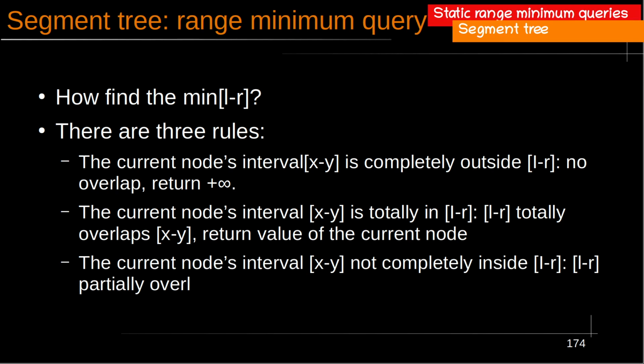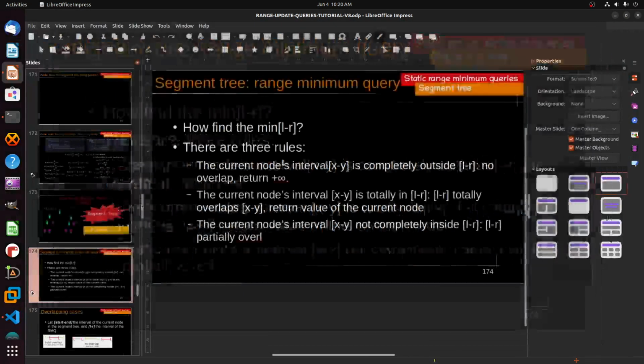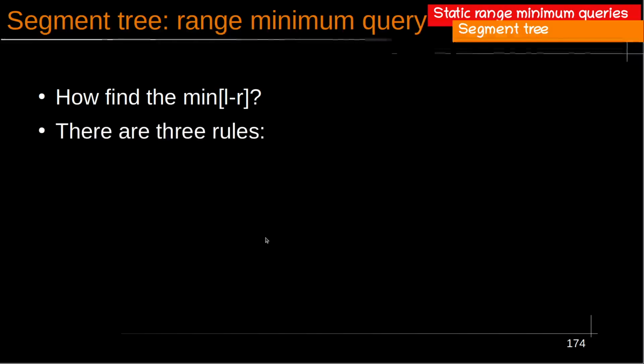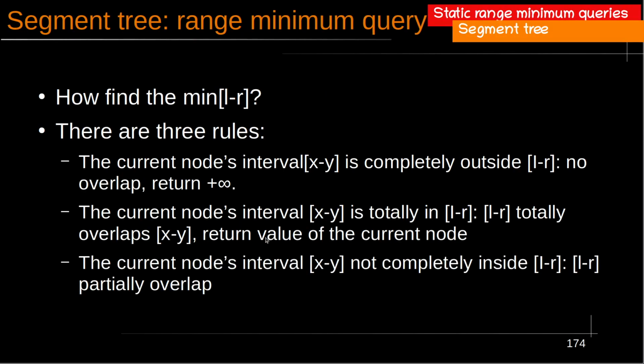Third case, if the interval is partially overlapped. We have a partial overlap here. The interval xy is not completely inside the left and the right bound. In this case, we look both on the left and the right side of that node. We look for the minimum, we look for the left, and then for the right side.